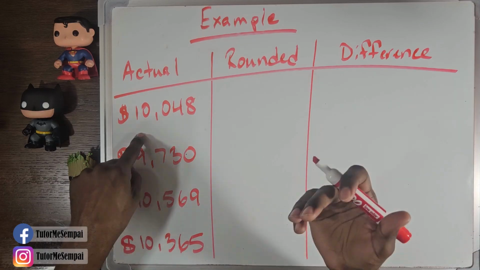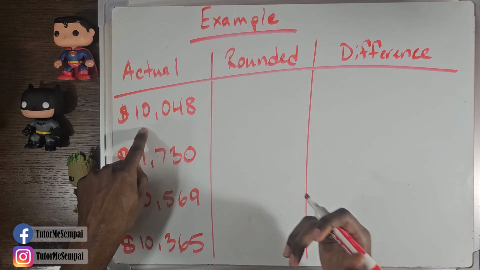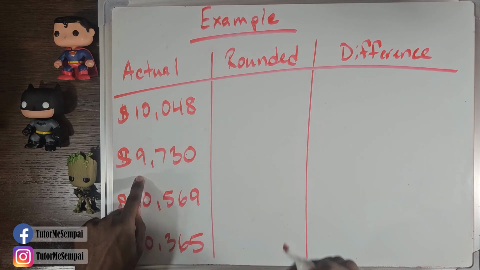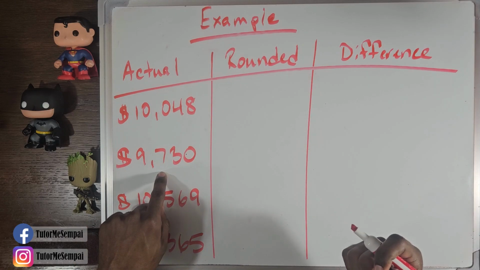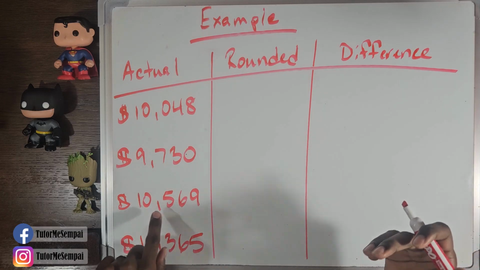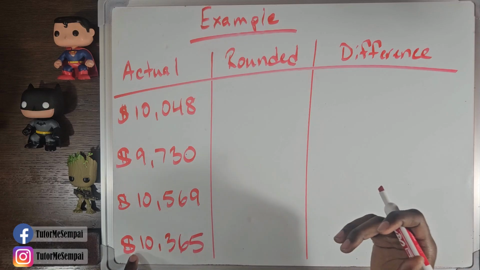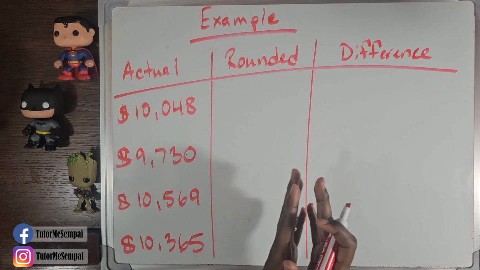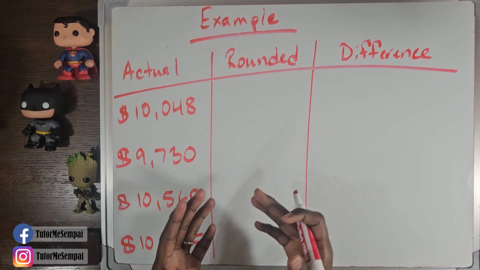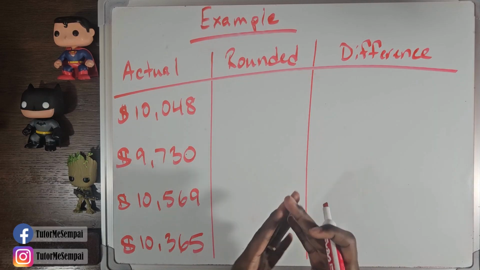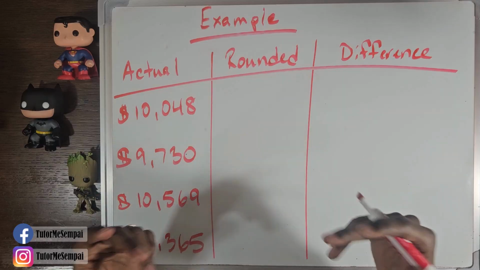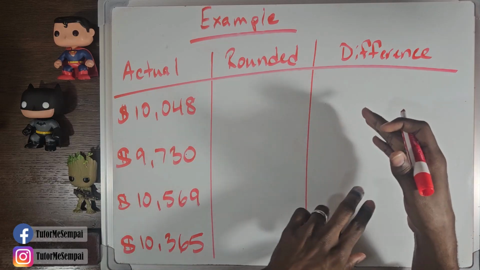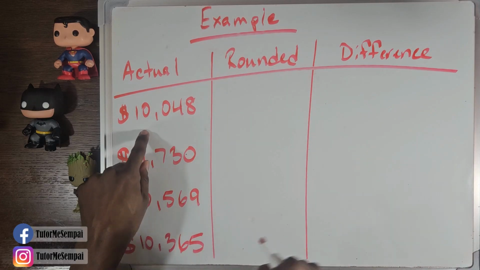For example, the work should have cost you for one bill $10,048. And another bill should have been $9,730. Your third bill should have been $10,569. And your last bill should be $10,365. But you've noticed that this company is rounding your bills to the nearest thousand and having you pay that. Well, we're going to see what happens with our round-off error, or our difference, by actually rounding each of these to the nearest thousand and seeing how much more or how much less we're paying. So let's start with our first one.